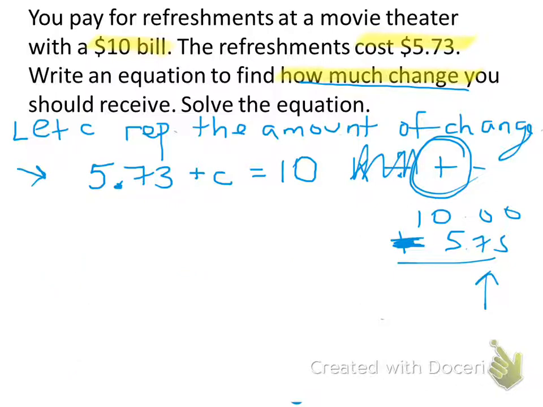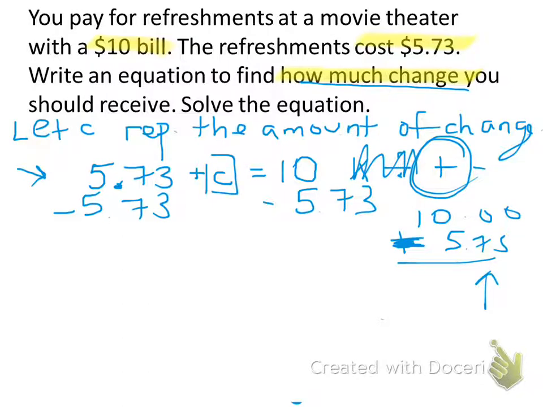Okay, let's go back to our equation. It costs us $5.73, and then we have however much change we should get back, which should be equal to $10. To solve this equation, we're going to subtract $5.73 from both sides because we need to get our variable c by itself.